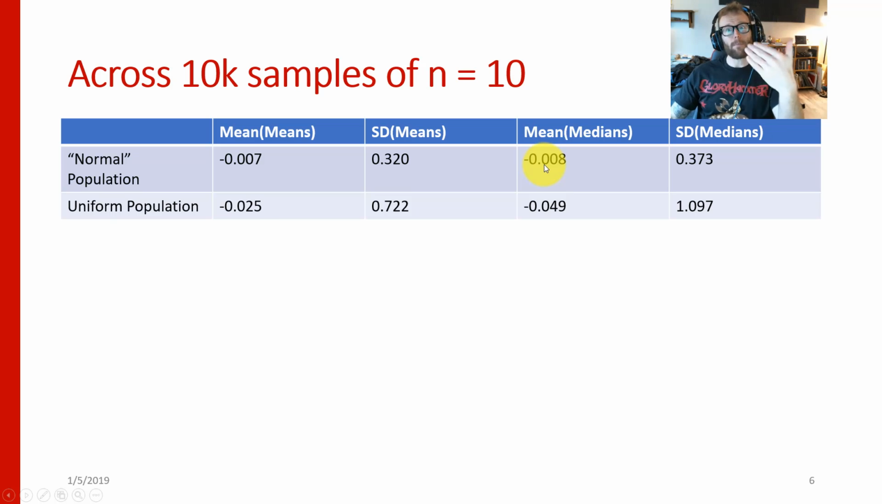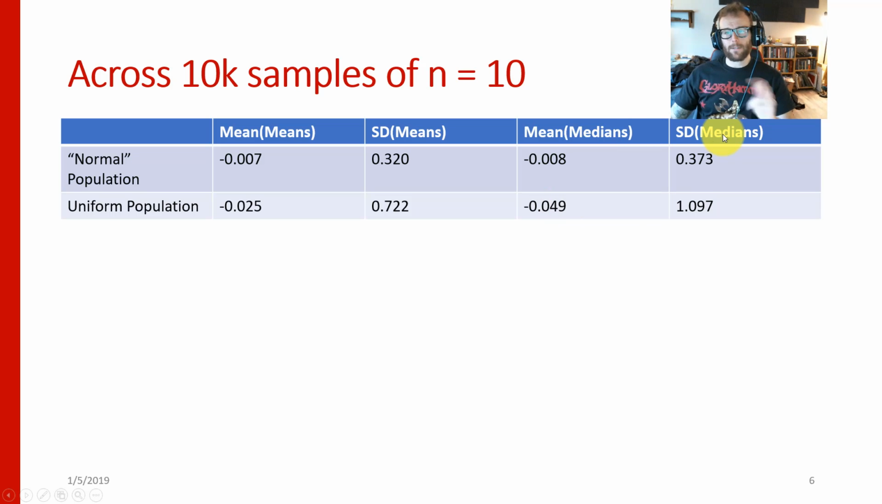And now let's look at the medians. So if I took the mean of all the medians, right, it's still a pretty good approximation of the underlying mean, right? And if I took for the uniform population, it's also still not terrible, right? This is on average doing pretty well. Both of these estimators seem pretty unbiased, right? They're both centering around 0.